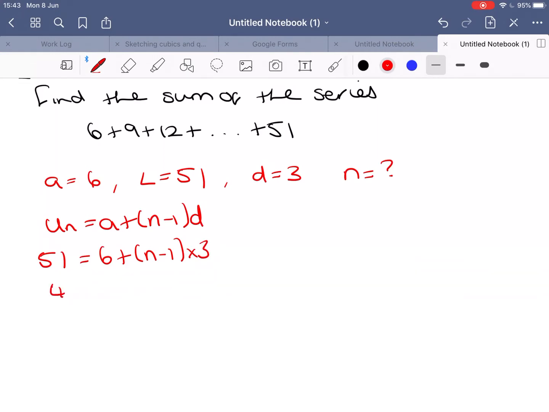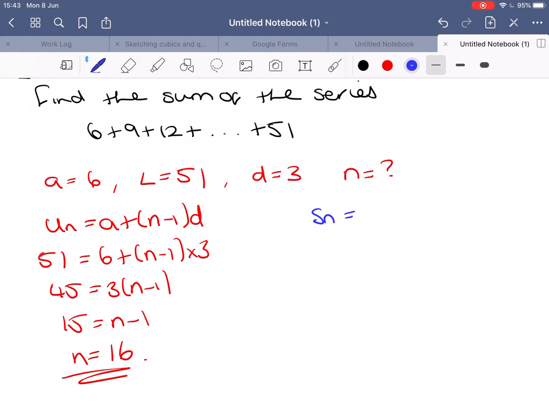Take 6 away from both sides. 3 times n minus 1, divide by 3, n minus 1, so I get n equals 16. So the first step in this is work out what n is. Then I can do my sum. So my sum, and I'm going to use the a plus l form because it's the simplest one to use. And I know what l is, and I know what a is.